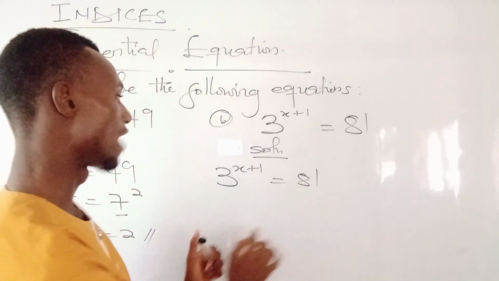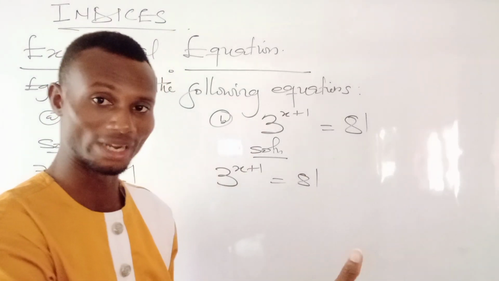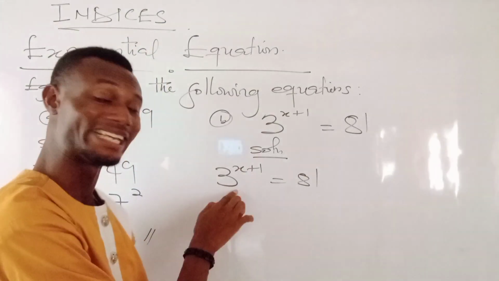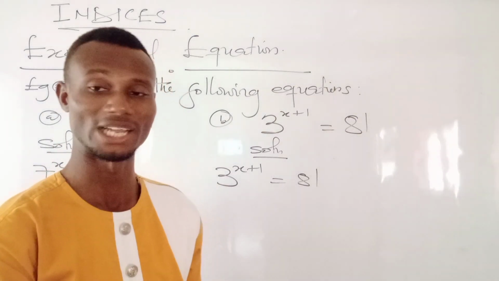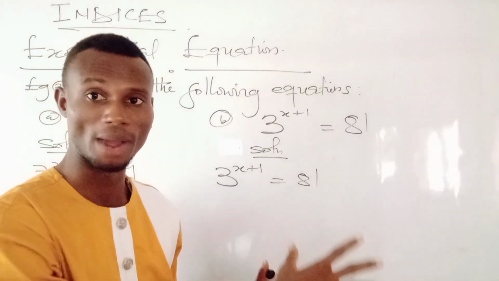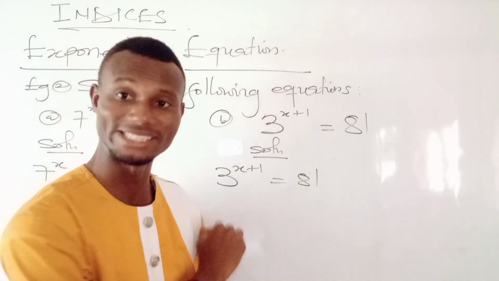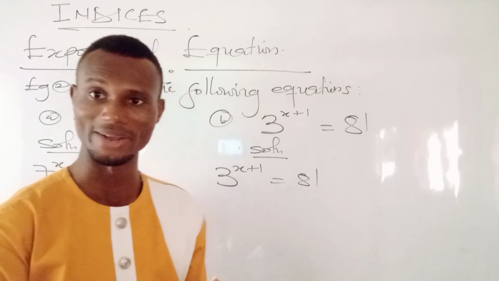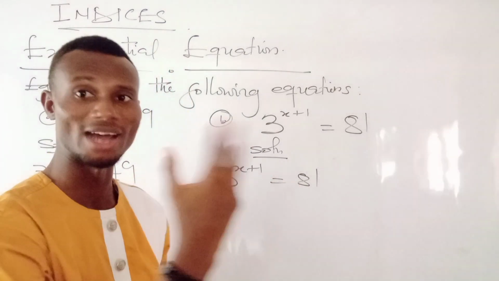Okay, so now this 81, I'll write it as 3 to the power something, because it needs to have the same base as this 3. Then now we can equate the powers, because we can only equate the powers when they have the same base. So until they have the same base, we cannot equate the powers. So this 81, I'll write it as 3 to the power something.